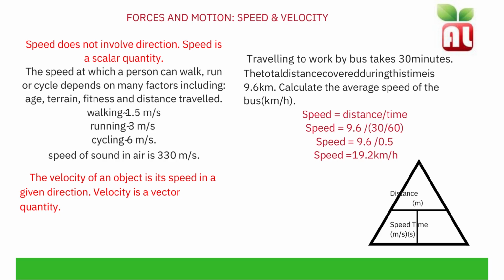Firstly, our time is given in minutes, so we convert into hours. 1 hour is 60 minutes. To convert minutes to hours, you divide by 60. Therefore, 30 divided by 60 is 0.5, half an hour. Speed equals distance divided by time, so speed equals 9.6 kilometres divided by 0.5 hours, giving a total speed of 19.2 kilometres per hour.